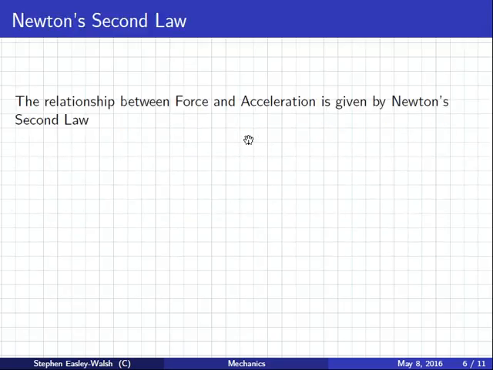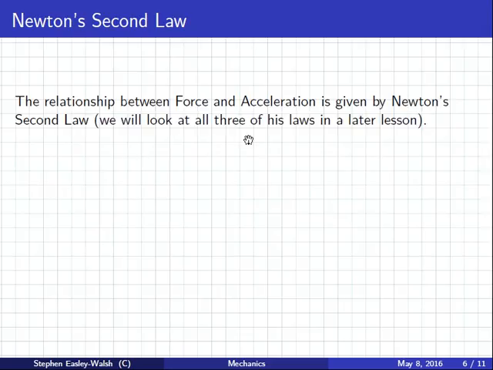Okay. So the relationship between force and acceleration is given by Newton's second law. Newton has 3 laws, which we'll look at. The second law is what we're going to look at right now. Now this is just one way to put it. Force equals mass multiplied by acceleration.